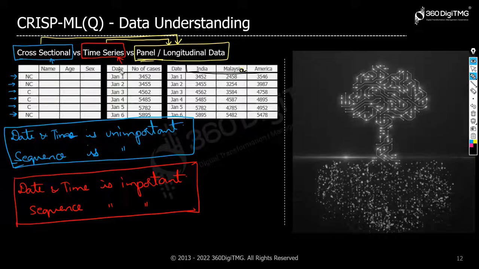Point number two, time series data has a variable called date and time, and the data is sorted in a sequence, and so is panel or longitudinal data. So you take the properties of time series data, and then you have this data set. So panel or longitudinal data encompasses, includes the properties of both cross-sectional data as well as time series data, and that would be called panel or longitudinal data.